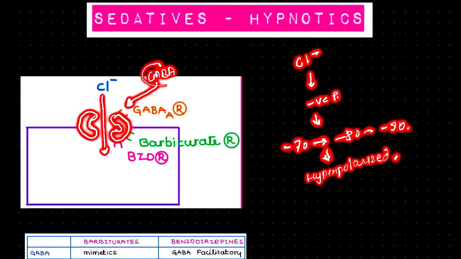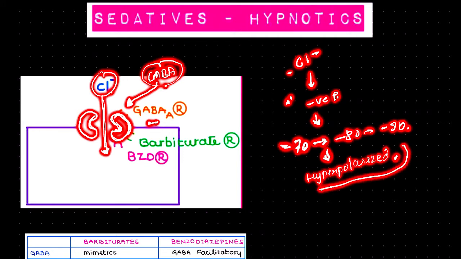We were saying that GABA will come and bind with the GABA receptor present on this chloride channel complex. This will cause influx of chloride into the cell, and as chloride is negatively charged, negative potential will be developed inside the cell. That will cause our resting membrane potential to go to a hyperpolarized state.